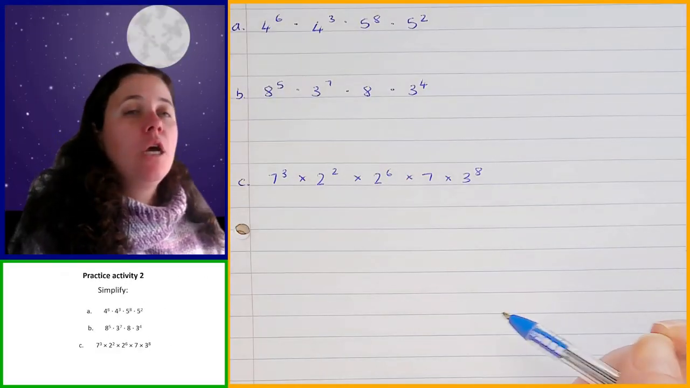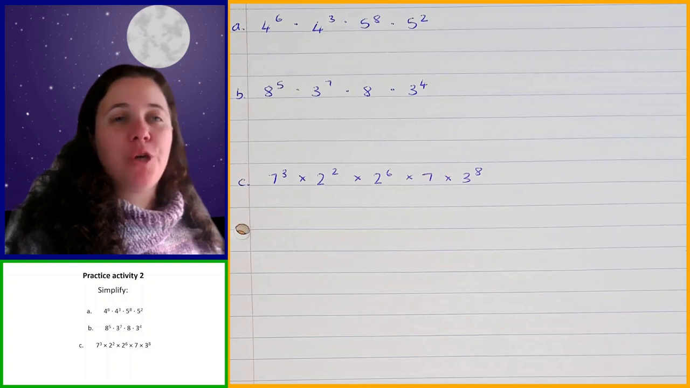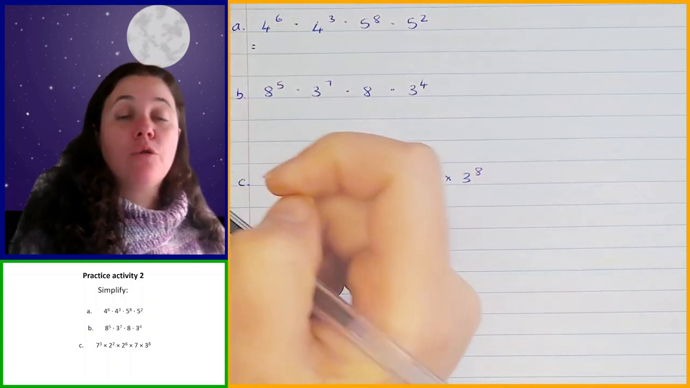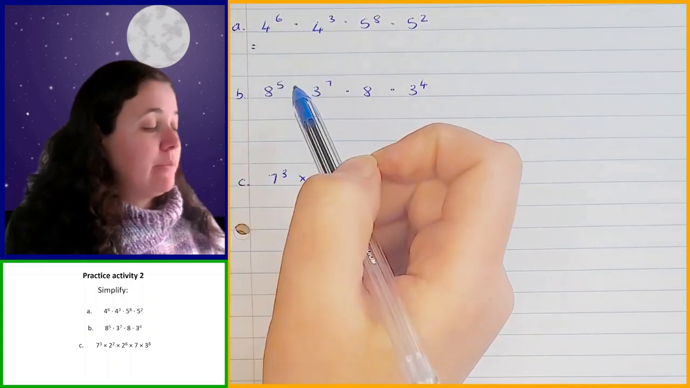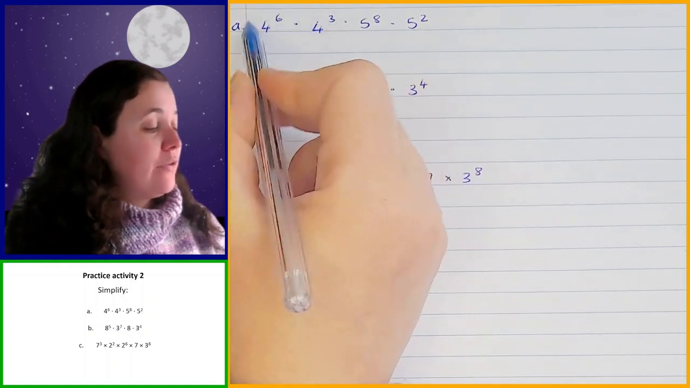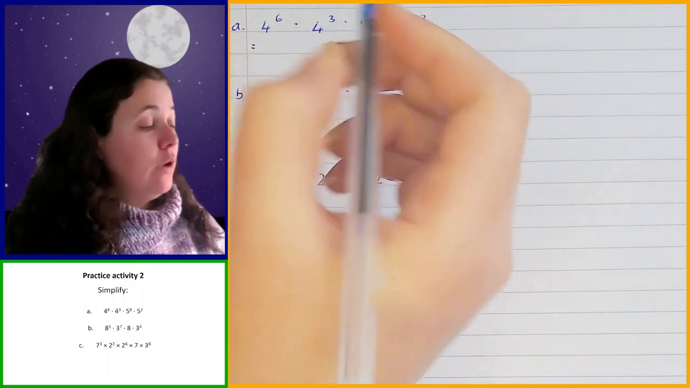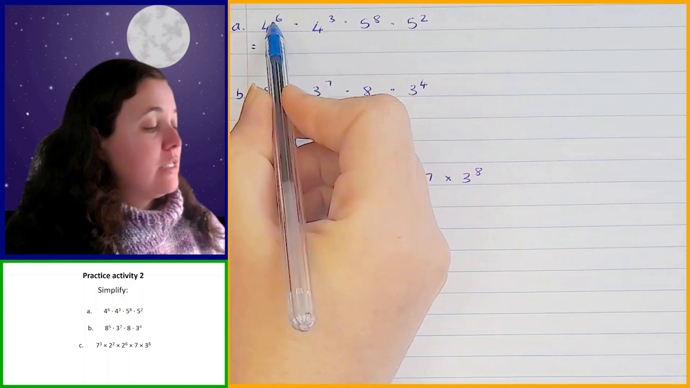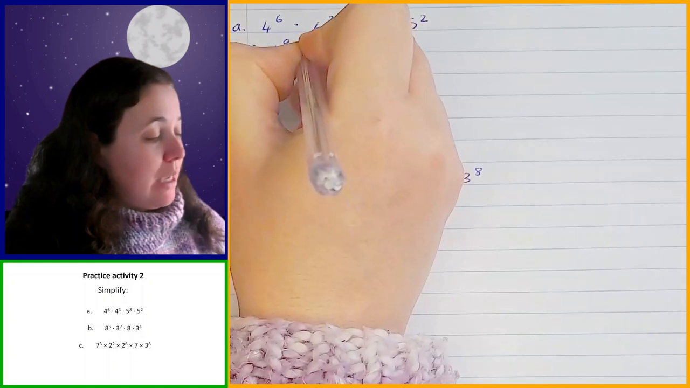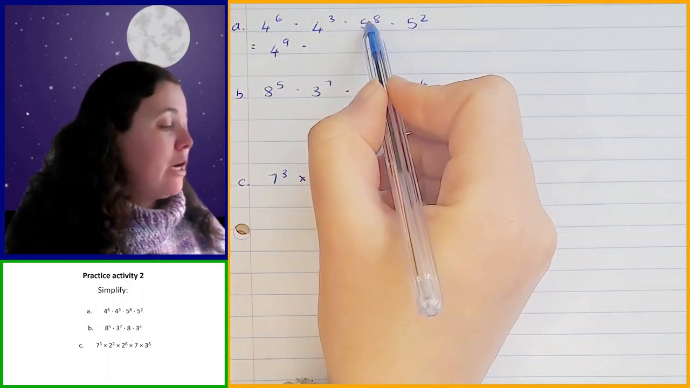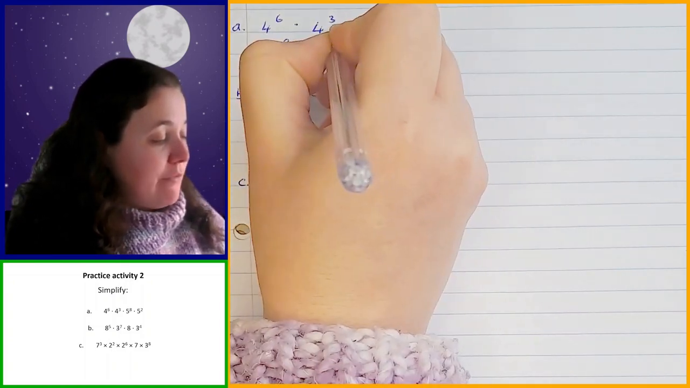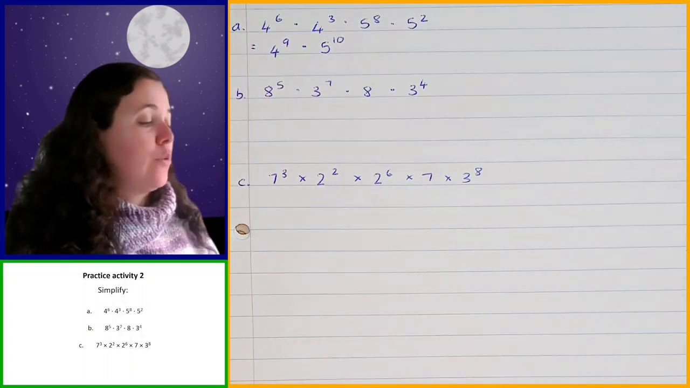In question A, you had 4 to the power of 6 times 4 cubed times 5 to the power of 8 times 5 squared. In this example, the powers are already grouped so that the same bases are together to make it easier for you. So we're going to go straight ahead and use our rule. I take the first ones, where they both have the same base of 4. I keep the base the same and I add the exponents. So 6 plus 3 is 9. So I have 4 to the power of 9 multiplied by 5 to the power of 8 times 5 to the power of 2. Again, I keep the base the same and I add the exponents, and that gives me 5 to the power of 10. So that's what you should have had for question A.